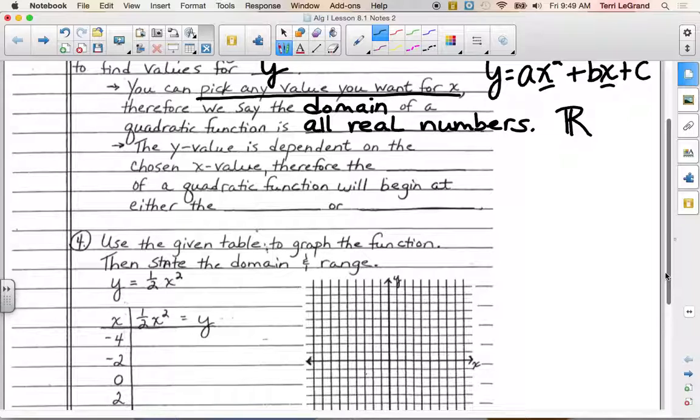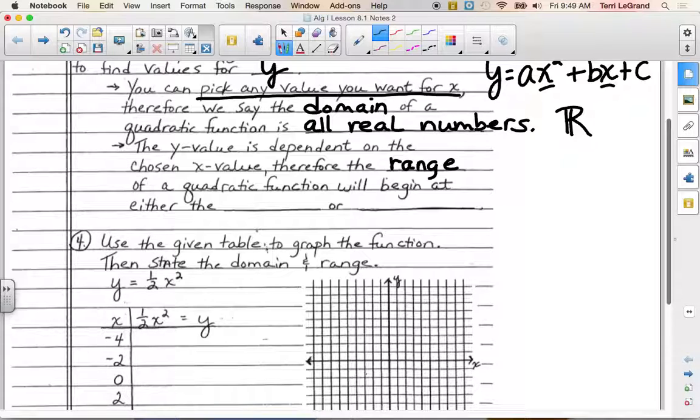Well, the y value, since that's dependent on what we put in for x, does that mean then that the y value can be any real number also? What do you think? What do the y values make up, by the way? What's that called? Range. The range. Therefore, the range of a quadratic function, the y value is dependent upon the chosen x value. So does that mean that if we can put in any value we want for x, then we should be able to say that the range for a quadratic function would be all real numbers also?